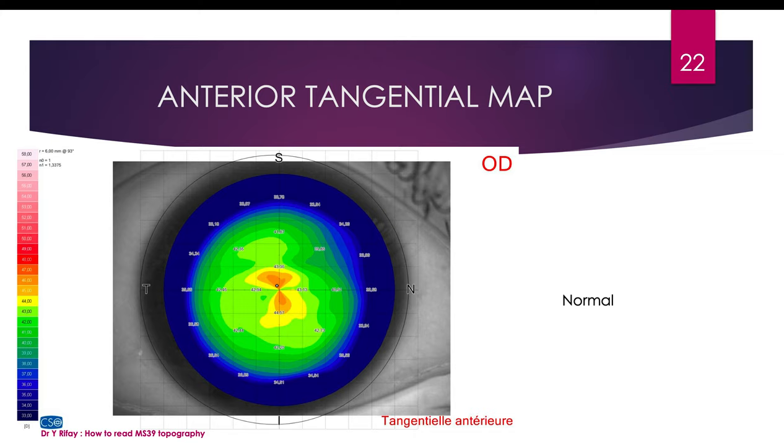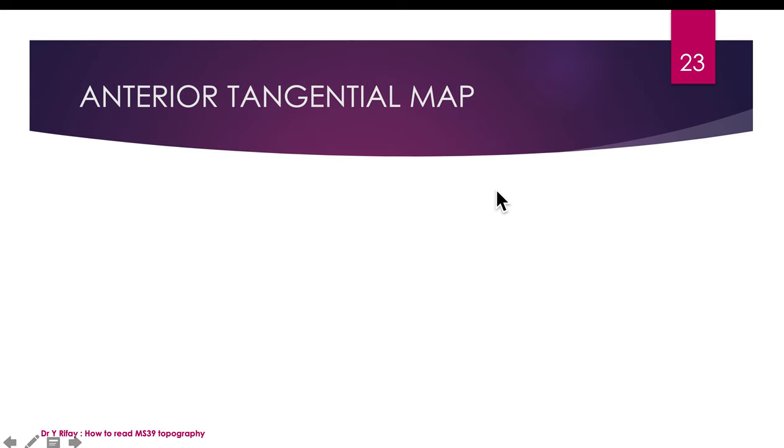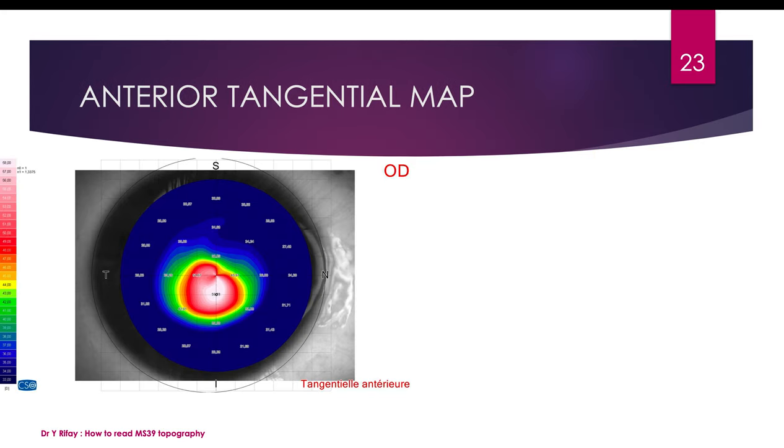This is a tangential map, so the principle is different from the axial map. In the axial map we have one axis. In the tangential map, or instantaneous map, it means that for every point of the cornea there is a small axis with a ray, and the keratometry is measured in every point with a proper axis. So this tangential map is different from the other. This is a case of keratoconus with tangential map, and it shows a better location of the cone, which means we can localize the cone.